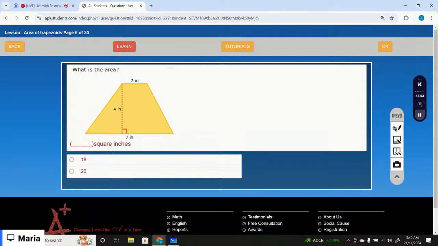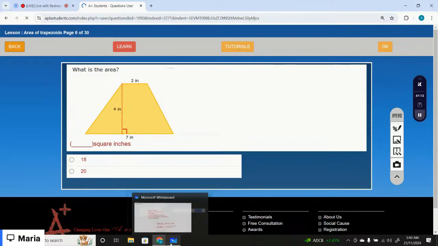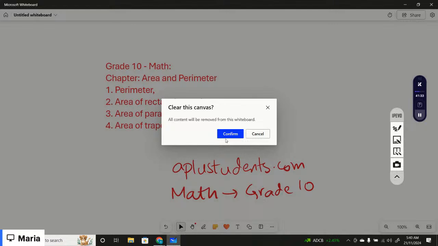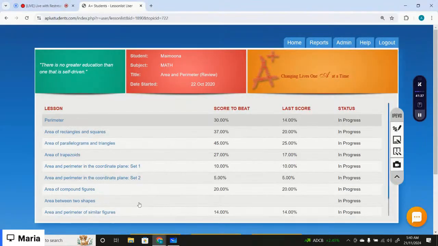Okay, you can complete the lesson by yourself later today. So, we were working on grade 10 math. The chapter we were working on is area and perimeter. The lessons we have covered today are perimeter, area of rectangles and squares, area of parallelograms and triangles, and then area of trapezoids. So please make sure before the next session you can complete all the practice questions for the lessons we just did. That is your homework until next session.